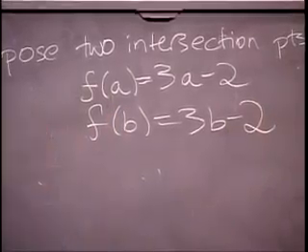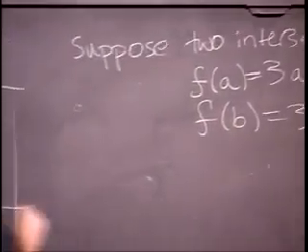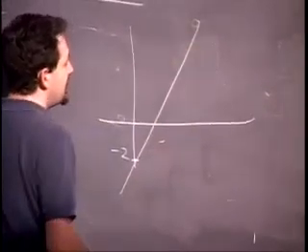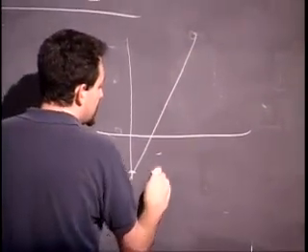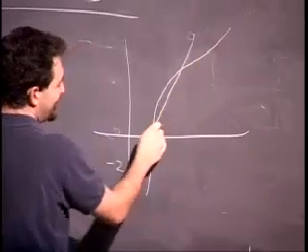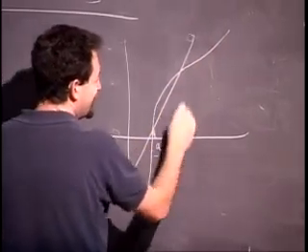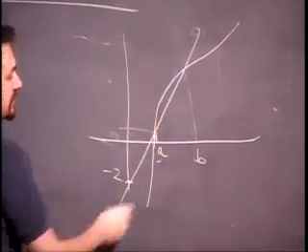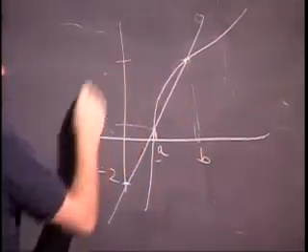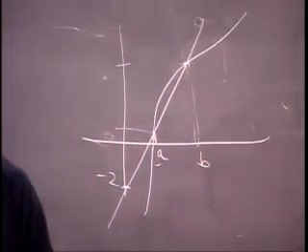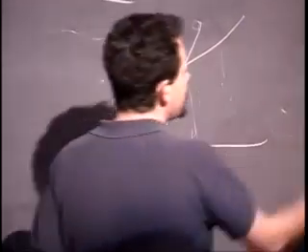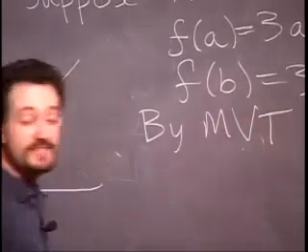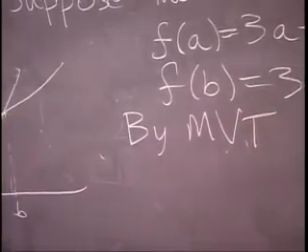How do I know that? Well, if I drew the graph of the situation, 3x minus 2 looks like this. And I'm saying that however your motion is, you intersected it twice, one at A and one at B. And of course, f of A is equal to 3A minus 2, and f of B, because these intersect, is 3B minus 2. Okay, so by the mean value theorem, and I'm going to call it MVT for now. Sometimes you see this abbreviation.